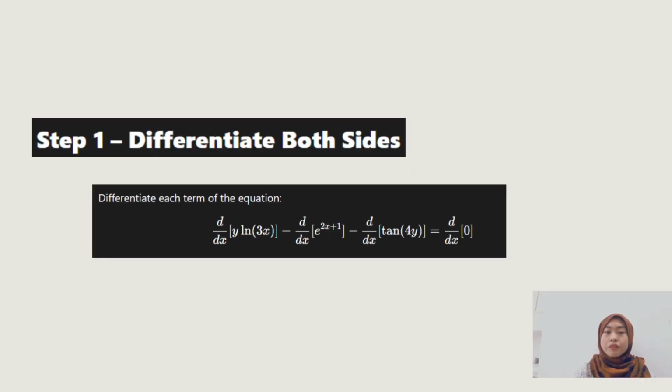Step number 1. Differentiate both sides. We start by differentiating both sides of the equation with respect to x. Since the right-hand side is 0, its derivative is simply 0. We will now focus on differentiating the left-hand side one term at a time.